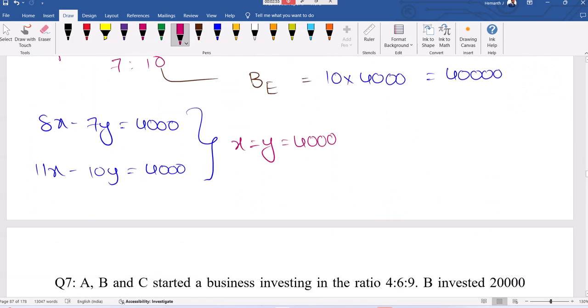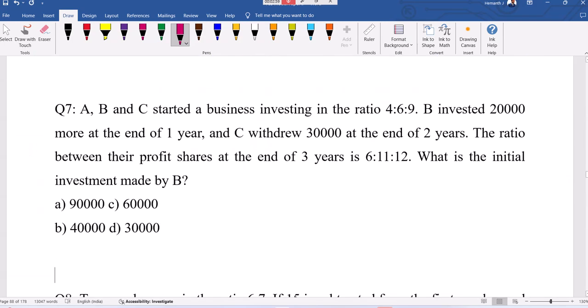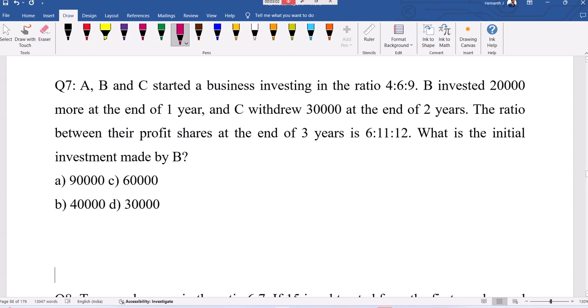Okay. Now let's see the other question here, the seventh one. What they gave: A, B, C started a business investing in the ratio of 4, 6 and 9. This is a partnership concept. A, B, C, three people, invested 4 is to 6 is to 9. It can be 40,000, 60,000, 90,000 like that.